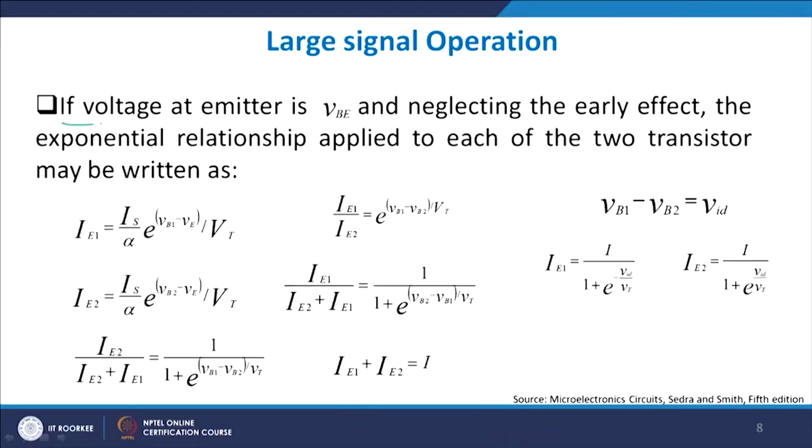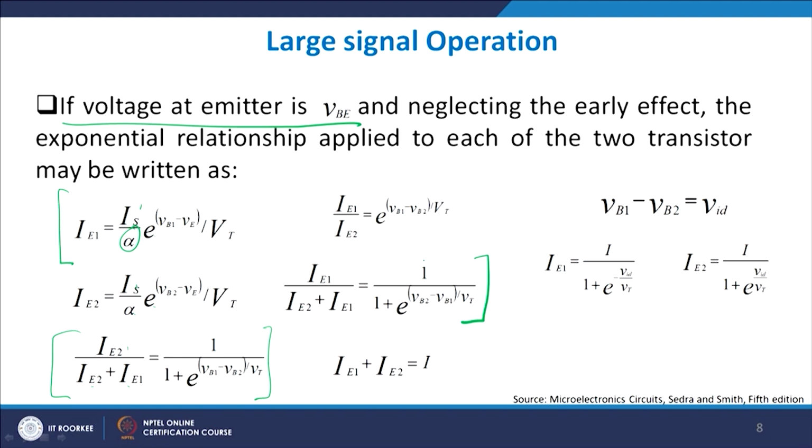Now, obviously if the voltage at the emitter is given by VBE, and assuming that there is no early effect, then I can safely write down the emitter current IE1 equals IS by alpha into e to the power VB1 minus VE by VT, my basic semiconductor equation, and IE2 equals IS by alpha into e to the power VB2 minus VE by VT. Now, if you add these and do some manipulation, I get IE2 by IE1 plus IE2 like this, and I will also get IE1 by IE1 plus IE2 equals this, right.